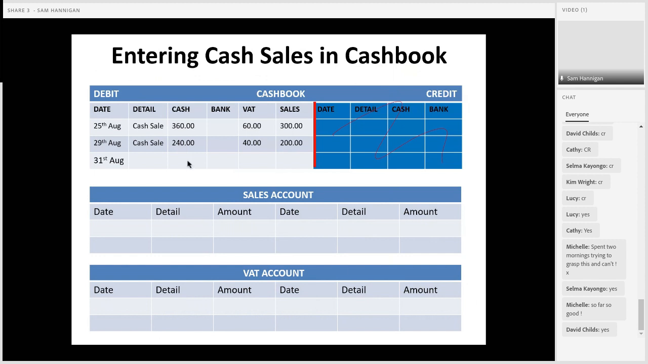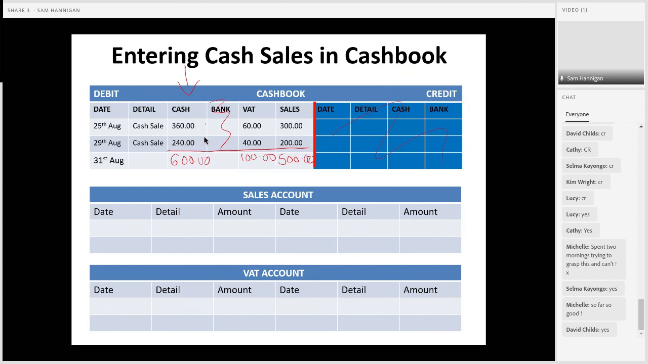Remember, the reason we're balancing it off is because we put the total in. We don't put individual transactions in the main ledger. So all we're doing is totaling the column. Remember, this is physical cash. Don't worry about the bank column yet. I've paid nothing into the bank. So then you've got £100, and that plus that should give me £600, and that plus that should then equal the total.